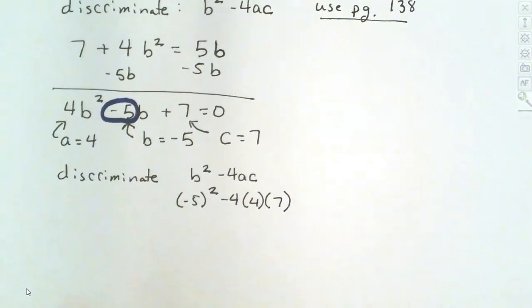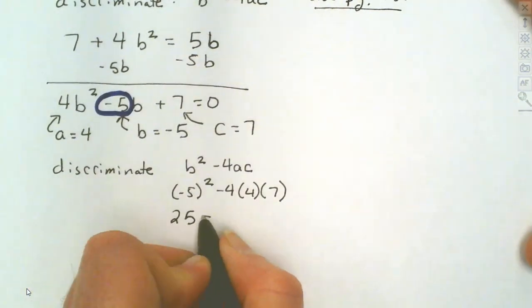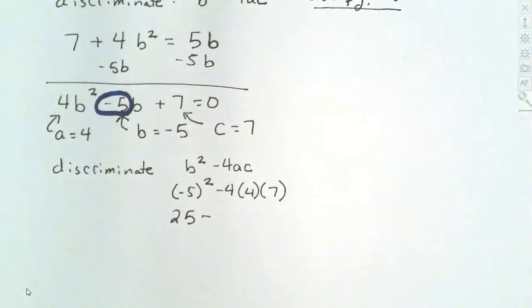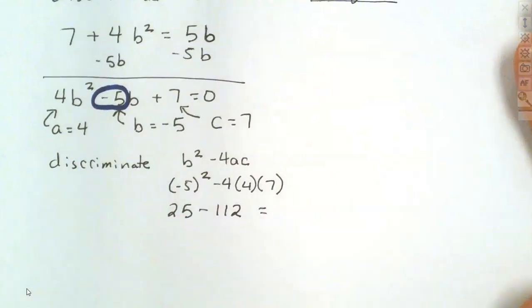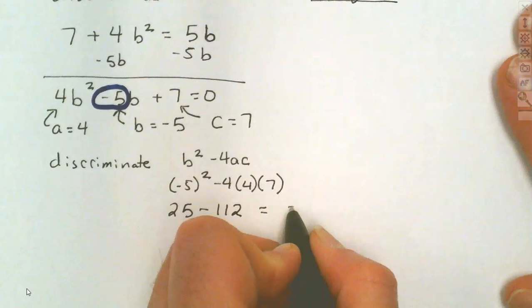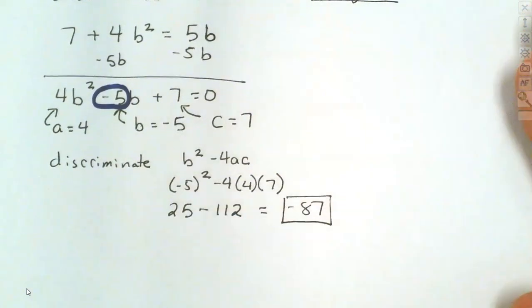And let's see what that discriminant is. So that's 25. A single negative keeps it negative. We've got 4 times 4 times 7. That makes it a minus 112 here. And now my discriminant is negative 87. So we're not working it out completely. And this goes along with 13 through 16 in your homework. Now, we've got a negative 87.